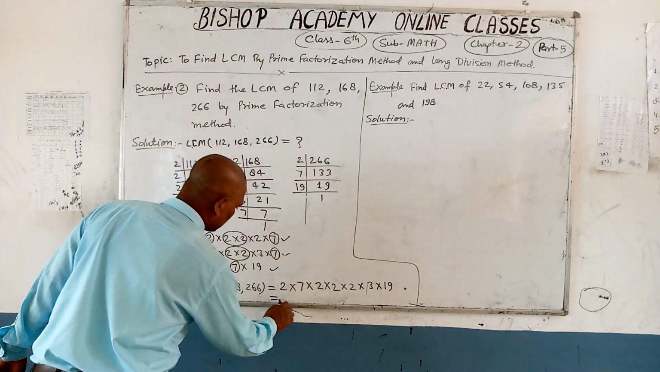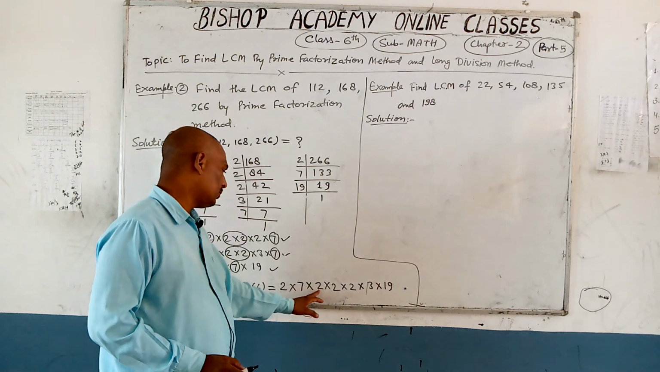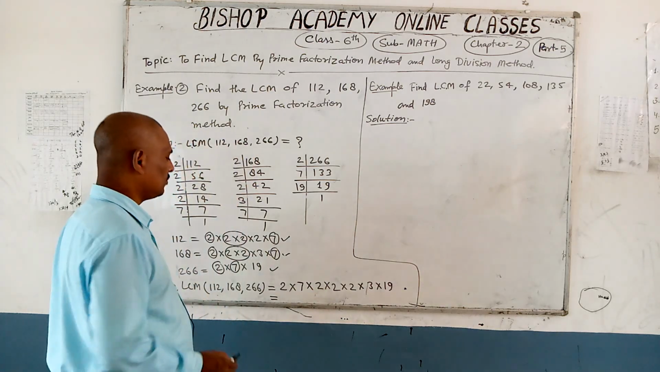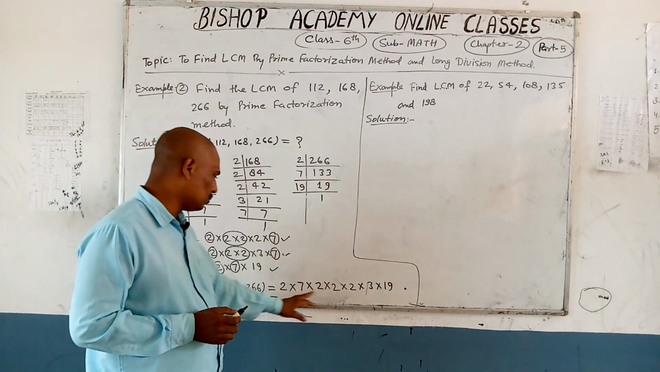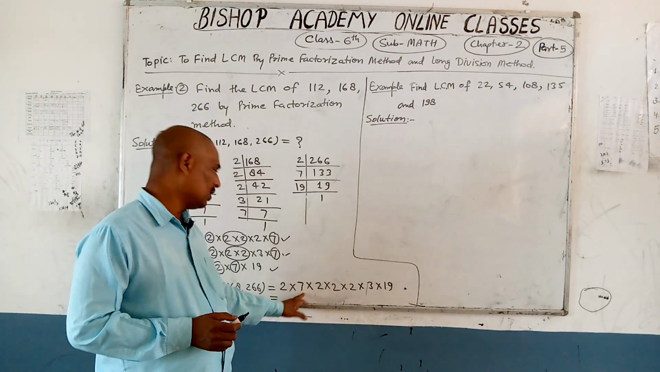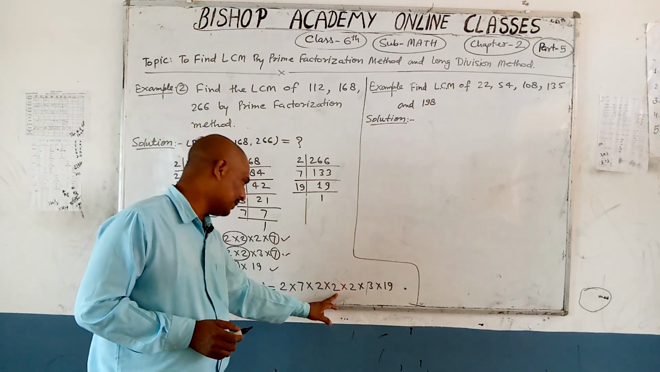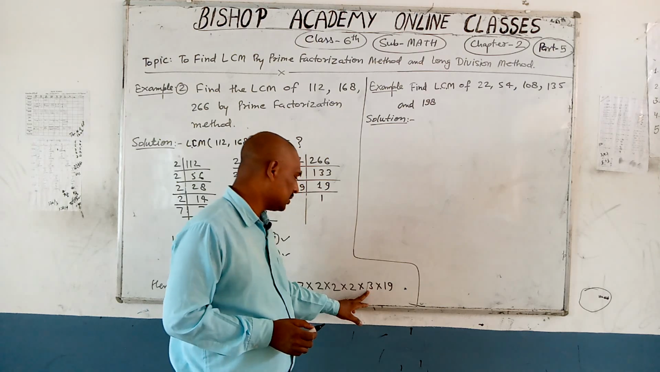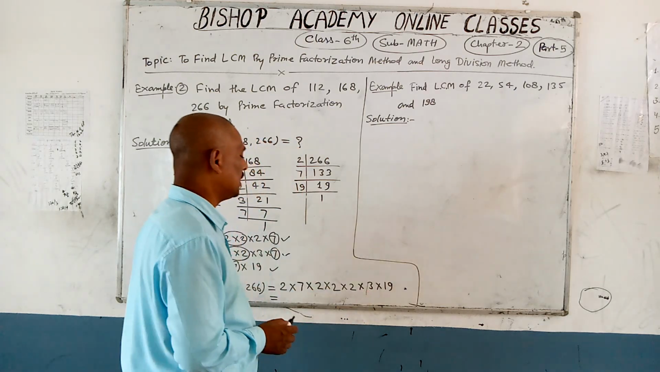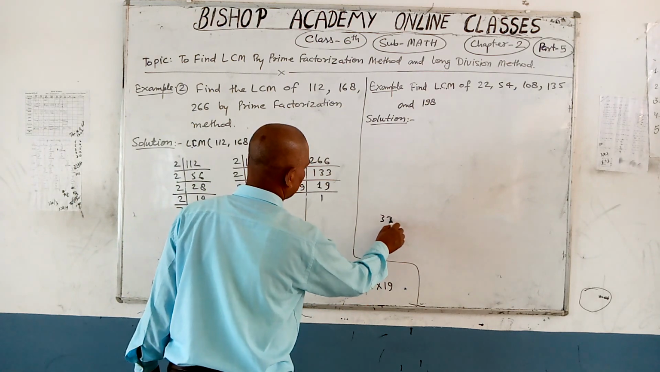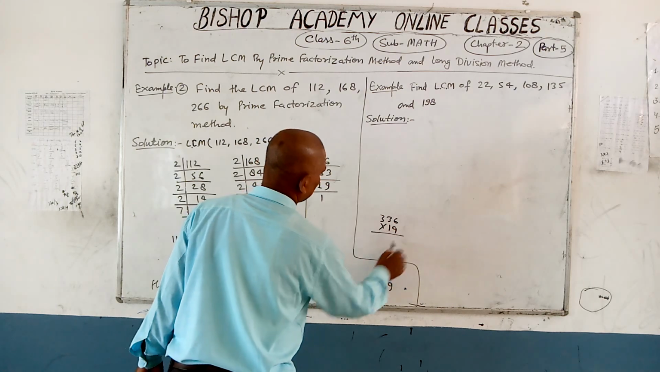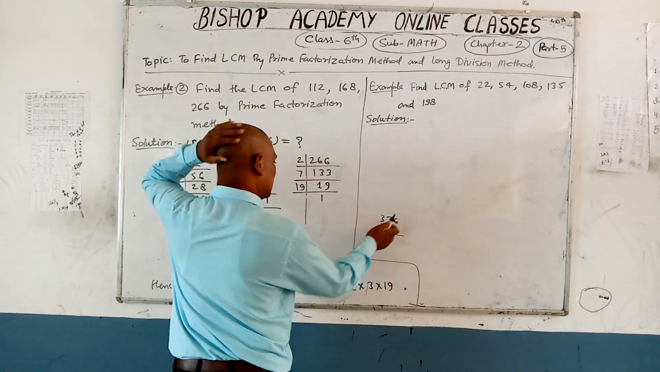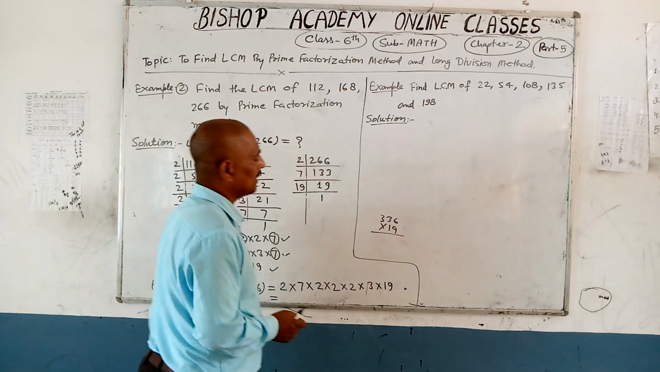Now find the product. You get 2 2 are 4, 2 8 are 16, 16 3 are 48, 48 7 are 336. You can find it again: 2 2 are 4, 2 7 are 14, 14 2 are 28, 28 2 are 56, 56 2 are 112, 112 3 are 336. And multiply 336 with 19. 9 6 are 54, or directly you can multiply 336 by 19.